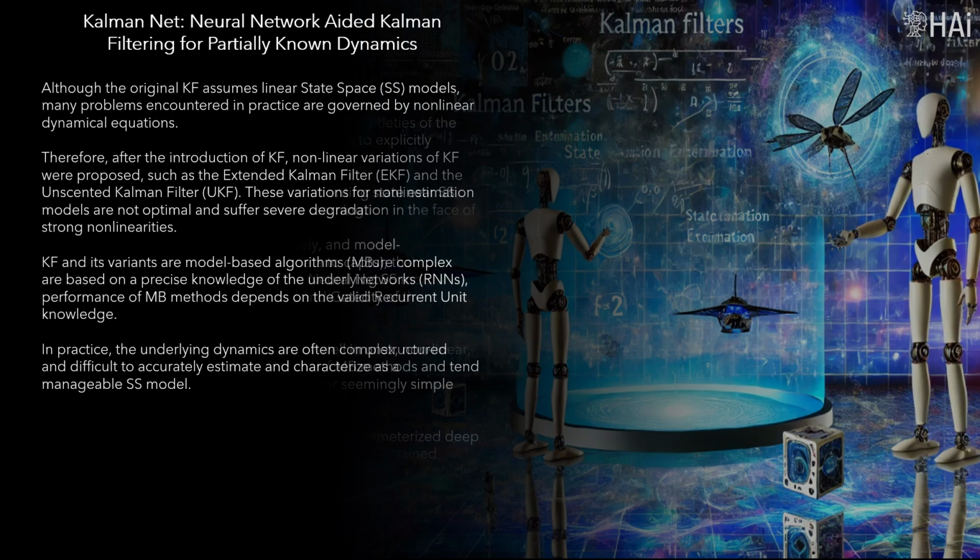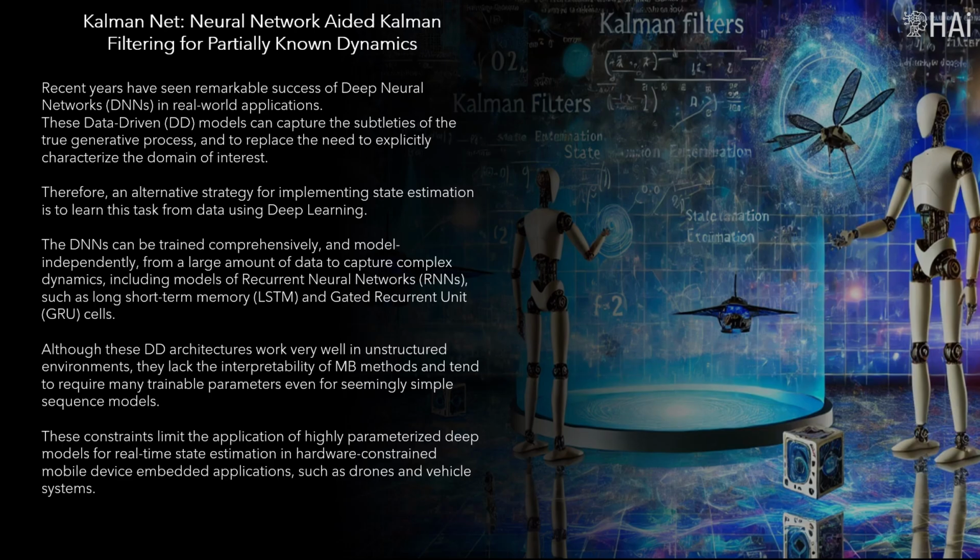Recent years have seen remarkable success of deep neural networks, DNNs, in real-world applications. These data-driven, DD, models can capture the subtleties of the true generative process, and replace the need to explicitly characterize the domain of interest. Therefore, an alternative strategy for implementing state estimation is to learn this task from data using deep learning.